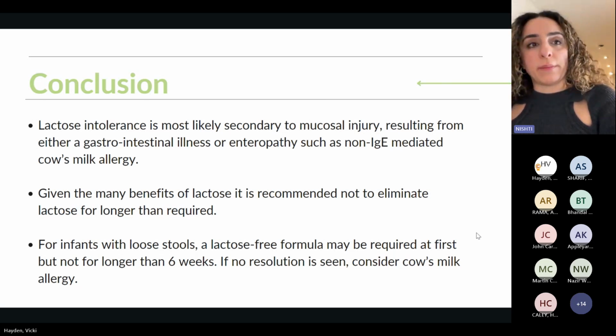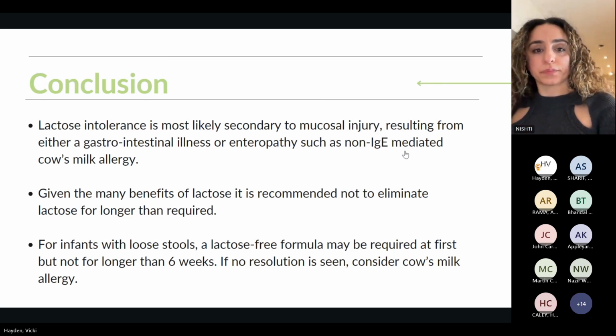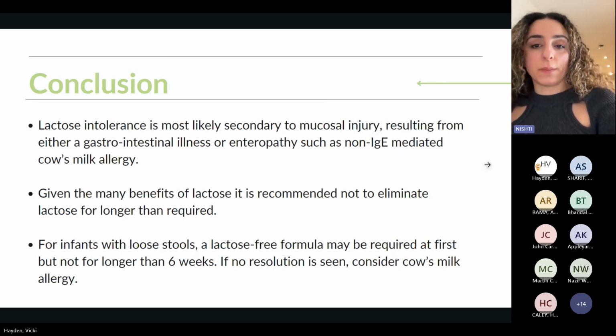So some families will be on lactose-free formula for a very long time when they don't need to be. Lactose intolerance should resolve, if it's secondary lactose intolerance, after no longer than 6 weeks, and then the child can go back on normal cow's milk formula. So for infants with loose stools, a lactose-free formula may be required at first, but not for longer than 6 weeks. And if no resolution is seen, then please consider cow's milk allergy.